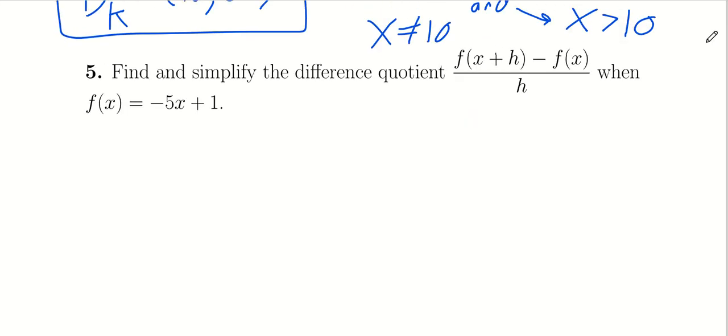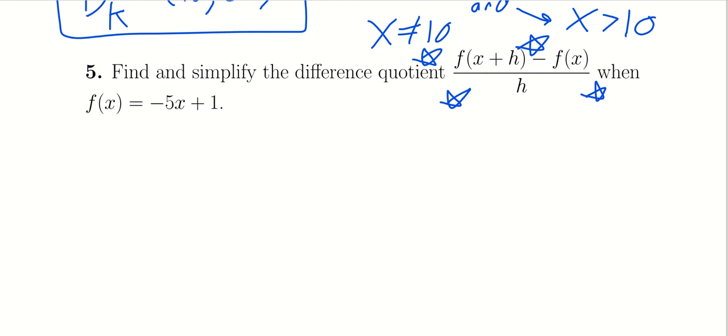In the next examples, we're going to work with the difference quotient, f of x plus h minus f of x, divided by h. Please commit this formula to memory. It's a very, very important formula in mathematics, and in many ways, it's the basis for calculus. You'll see that later on in future classes.